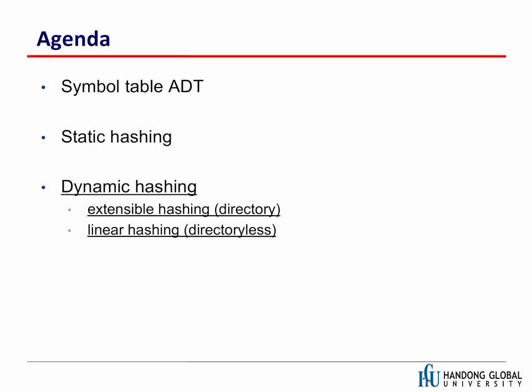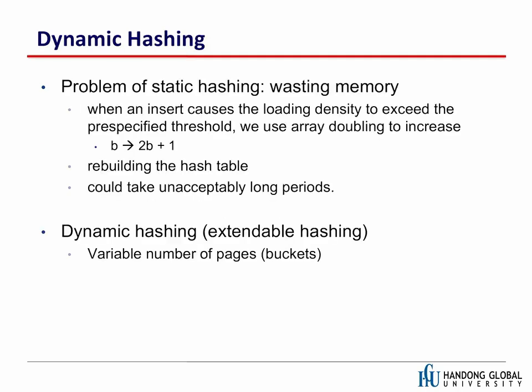In dynamic hashing, there are two approaches. The first one is directory-based hashing, or extendable hashing, and the other is directoryless hashing. We're going to talk about these two approaches. First, let's talk about dynamic hashing. Before that, we'll talk about the problem of static hashing. In static hashing, we sometimes waste some memory space.